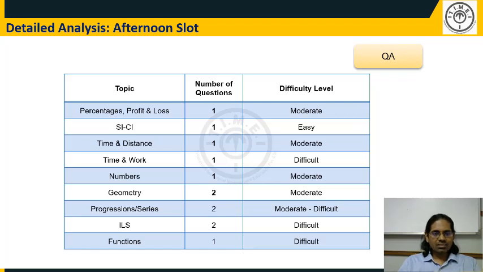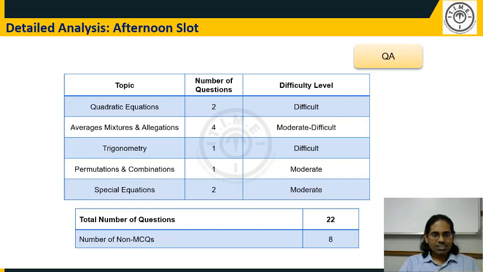In the QA section, there were a number of questions across different topics, and there wasn't any one topic in which there were a lot of questions. Now, the advantage with that is even if you are not very comfortable with a certain topic in quant, you will not miss out on a great number of questions, because every topic had only like 1 or 2 questions, except for averages, mixtures, and alligations, which had 4 questions. Even that was slightly on the tougher side.